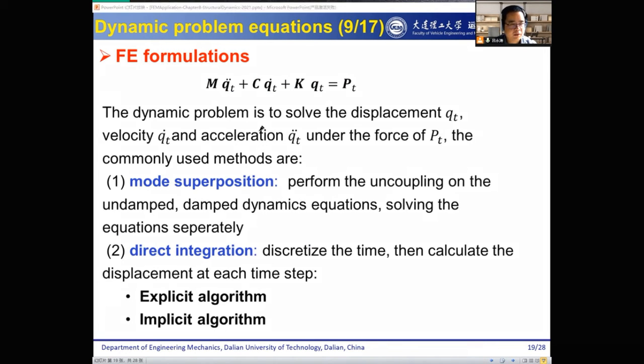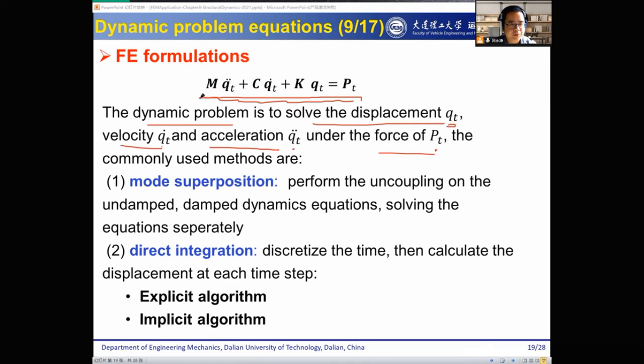Okay. So now the FE formulations. We are already very familiar with this equation. This is the stiffness equation for the dynamic case. The dynamic problem is to solve the displacement q, the velocity q dot and the acceleration q double dot under the external force p(t), and you always say it's a dynamic force. It must be a dynamic force. You cannot solve the dynamic problem on the static case or static force.